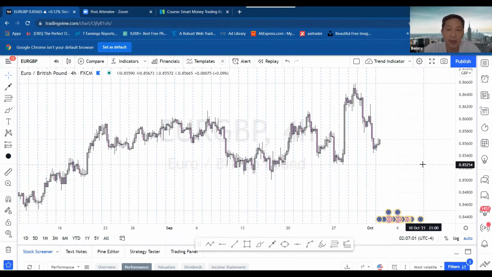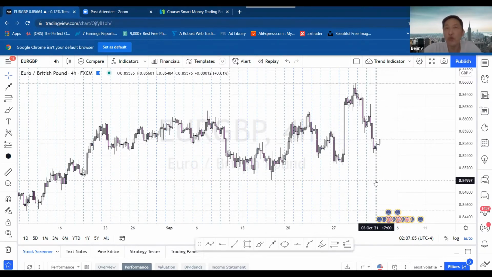Now you go to your chart. The first thing first, we need to know what is your higher time frame, right? To many people, higher time frame can mean different things, right? Some people might take monthly, weekly as their higher time frame, or daily as their higher time frame.